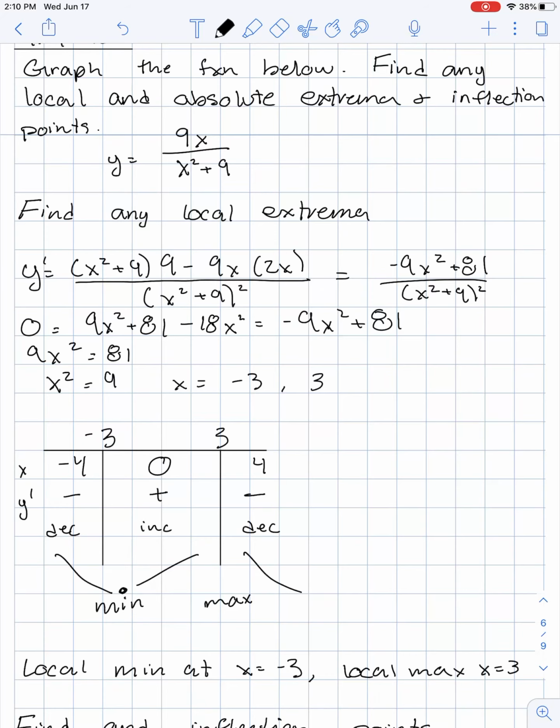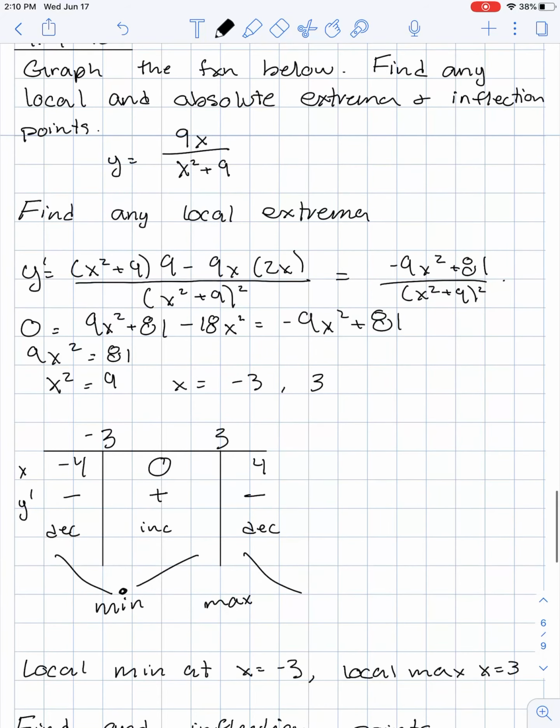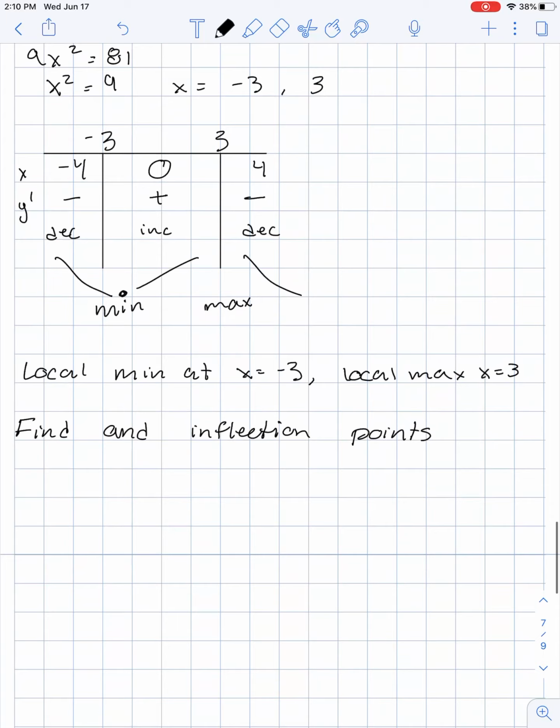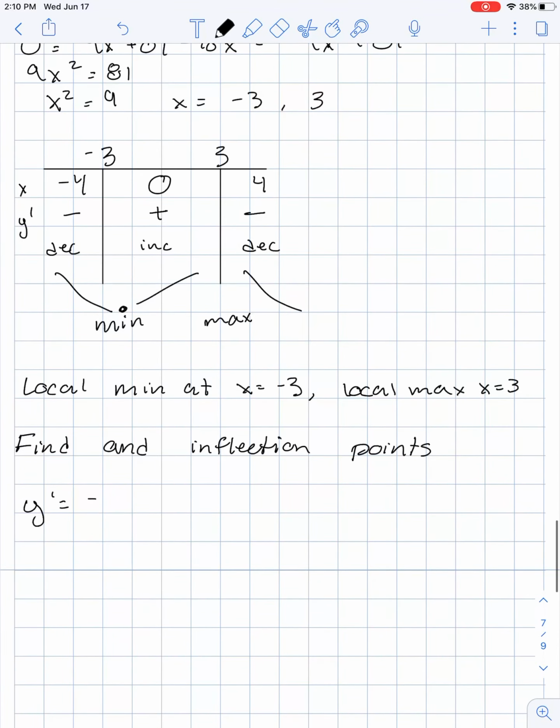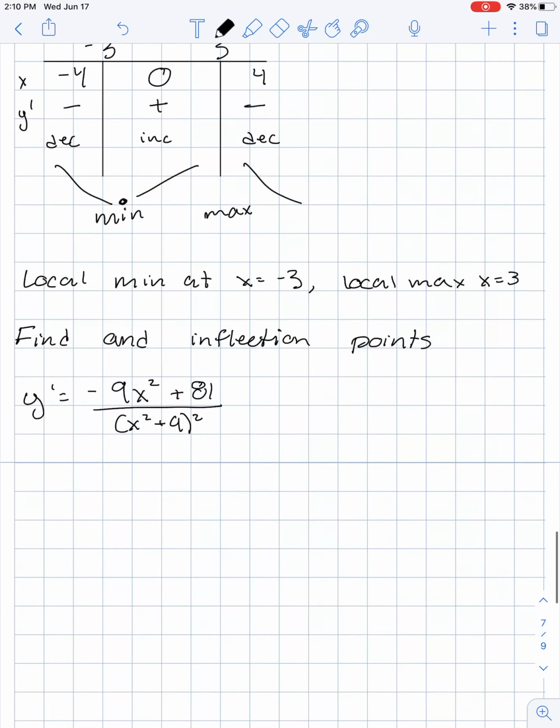I simplified my first derivative to help me find my second derivative. So y prime equals, what is it? Minus 9x squared plus 81. You can also rewrite that so that there's not a negative in front. And then x squared plus 9, that quantity squared. So now we're going to find the second derivative of that.